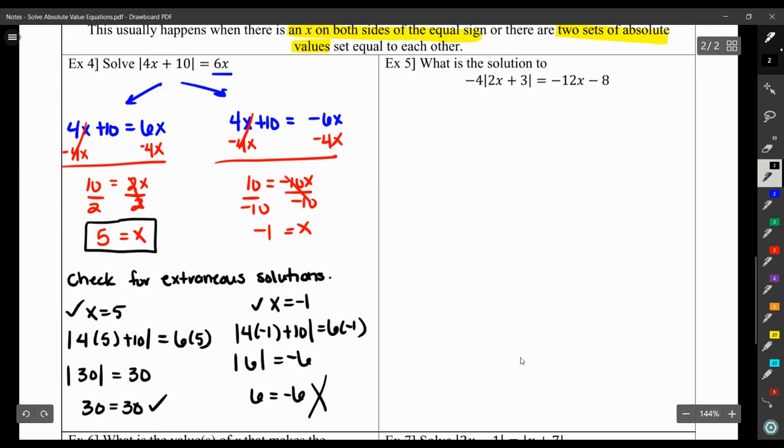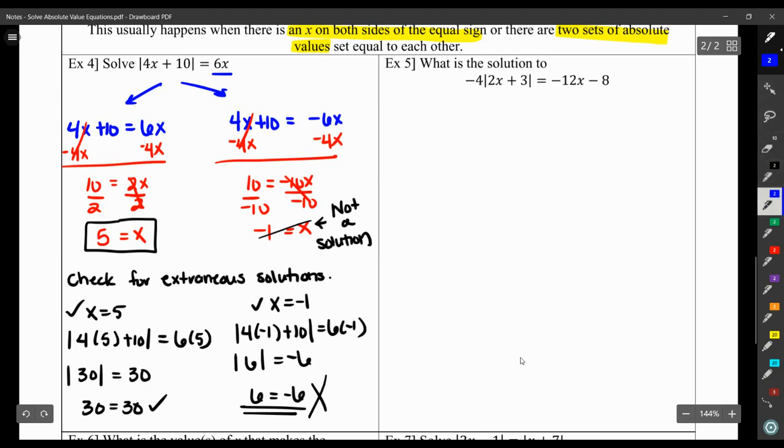No, it does not. Because this came out with a false answer, this right here is not a solution. You're not allowed to have x equals -1 as a solution. So our only answer to number 4 is x equals 5. That is the only x value that makes this equation true. I'm going to help you start on 5, and I want you to finish it off on your own.